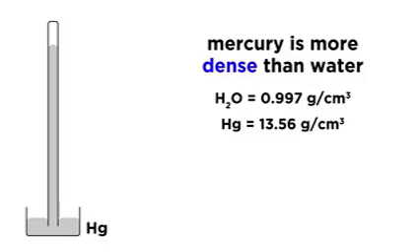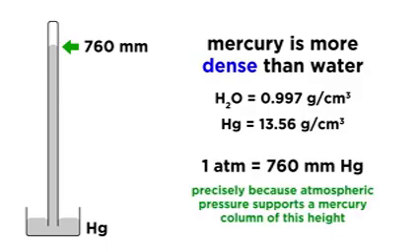Mercury is much more dense than water, so a mercury barometer will not have to be so tall. In fact, atmospheric pressure will support a column of mercury that is only 760 millimeters tall. And this relationship between the height of a column of mercury in a barometer and atmospheric pressure is where we get the conversion between atmospheres and millimeters of mercury as units of pressure.